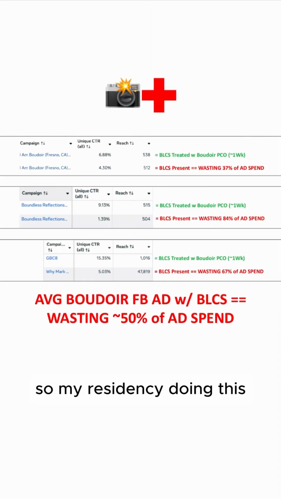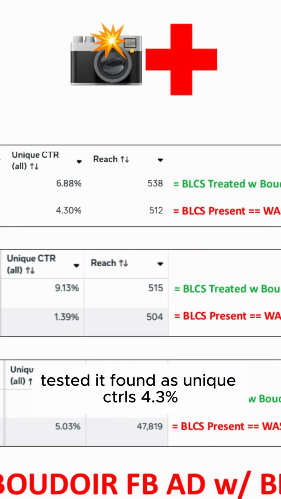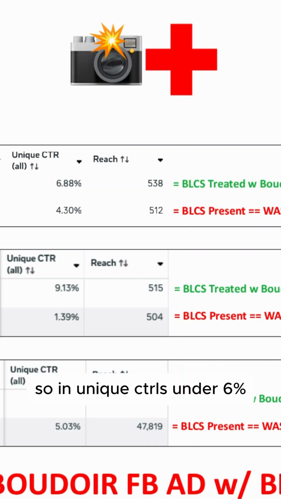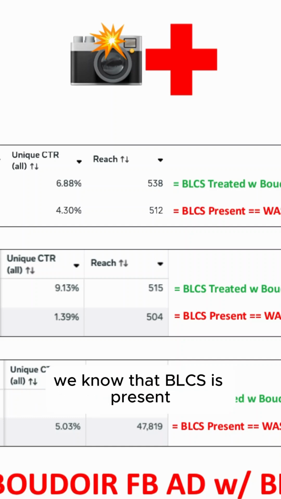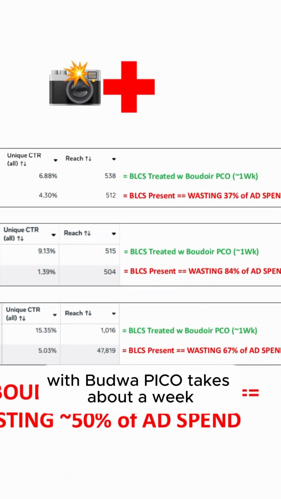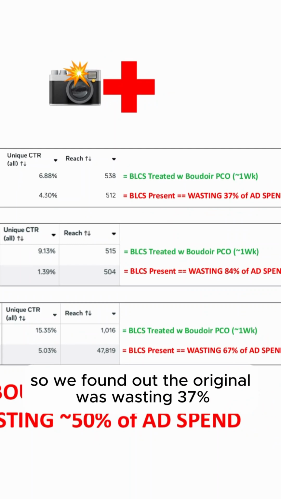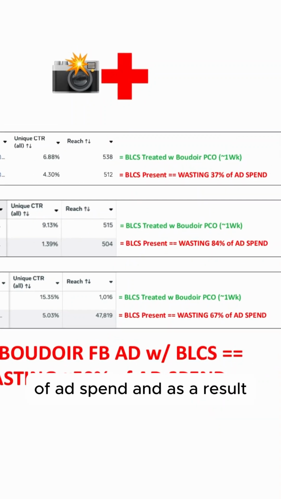So in my residency doing this, I found Boudoir Facebook ads out there in the wild. First one, brought it back to the hospital, tested it, found out its unique CTR is 4.3%. So when unique CTR is under 6%, we know that BLCS is present, Boudoir low click syndrome. So we treated with Boudoir PCO, it takes about a week, got the unique CTR up to 6.88%. Awesome. So we found out the original was wasting 37% of ad spend.